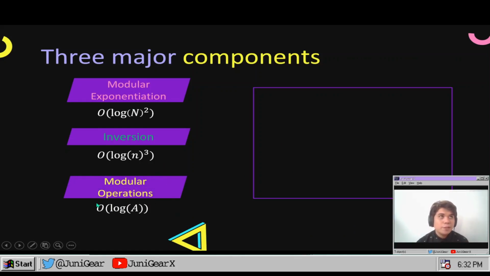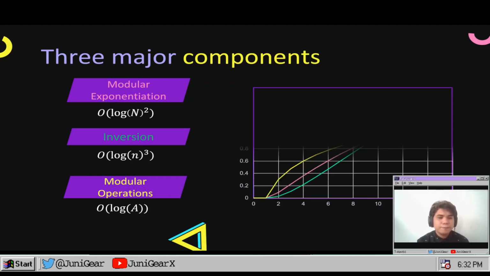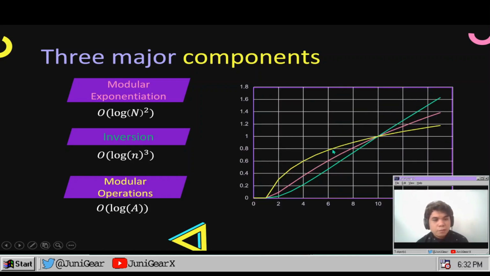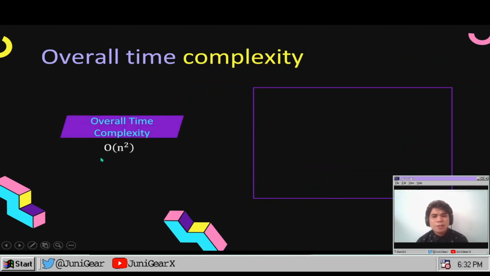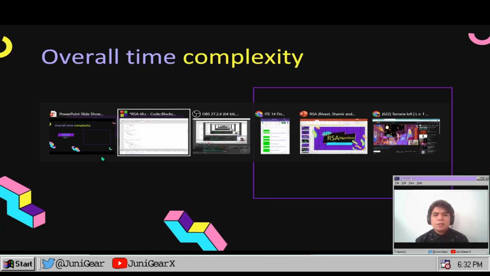The modular operations are adding, subtracting, multiplication, division. So it is total in the big O of log A, where A is the base or the number that you want to subtract or get the sum or product with. So this is the graph of it. As you can see, the yellow is the modular operations, the red is the modular exponentiation, and the green is the inversion. And for the overall complexity, it will be n squared.